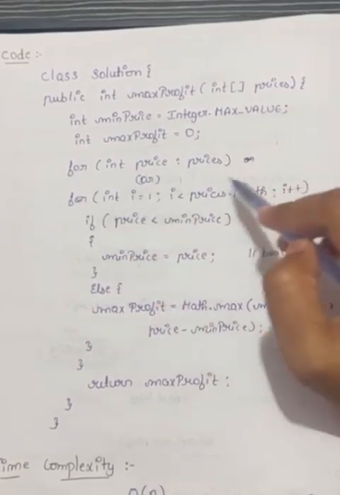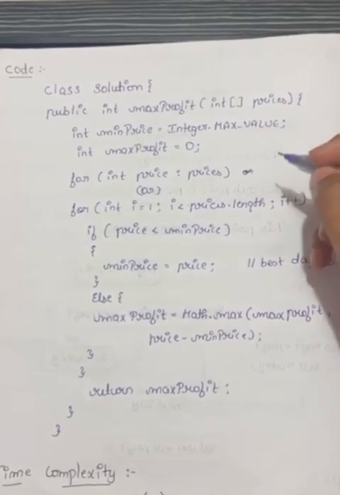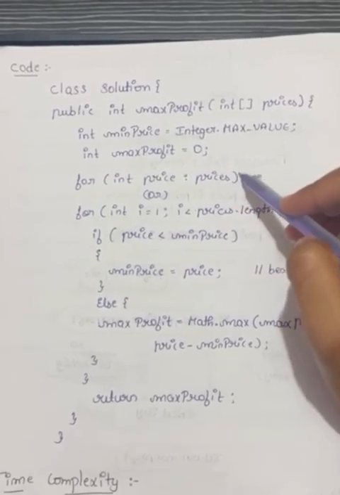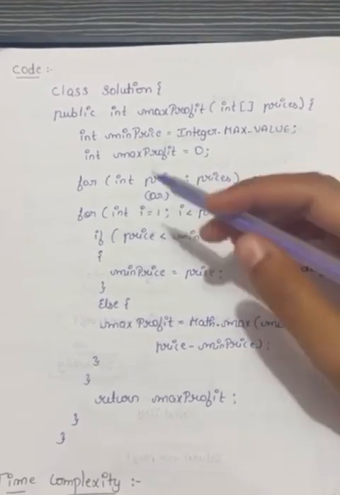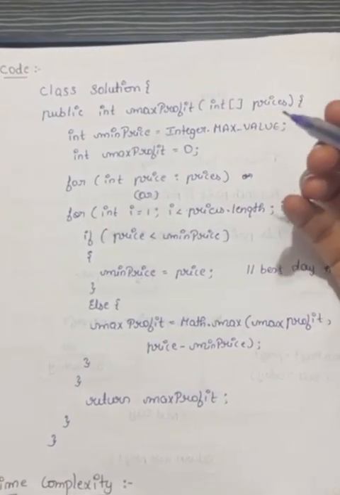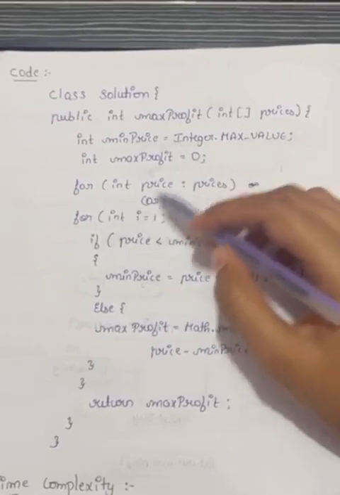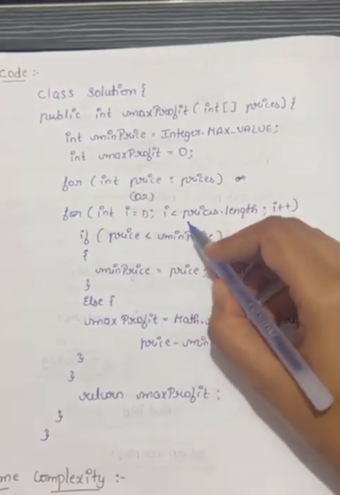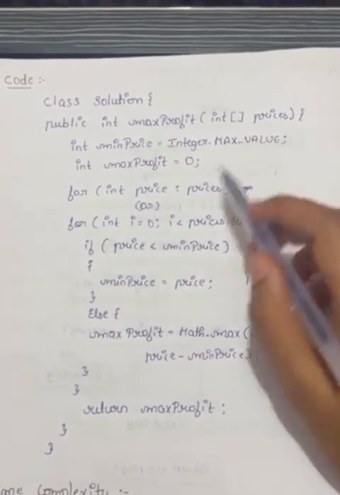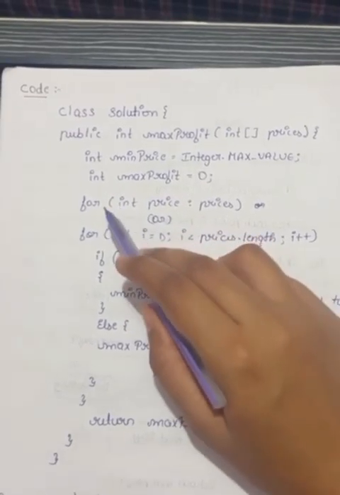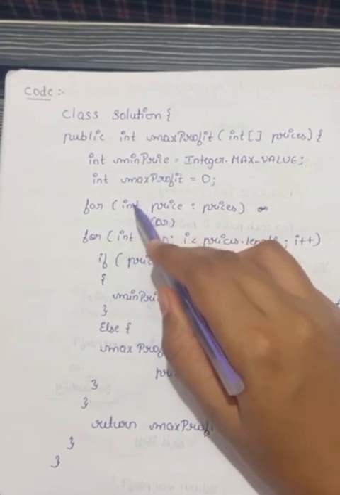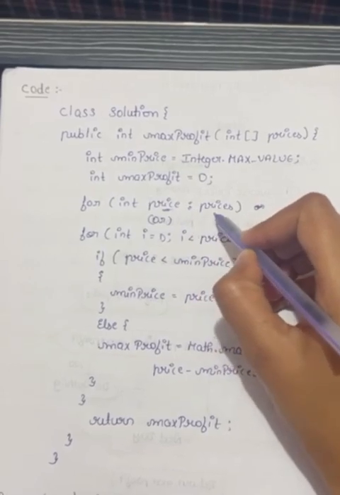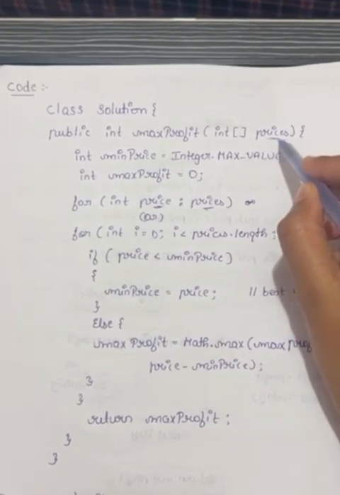Then I'll be using this for loop. I think you got the confusion about what for int price colon prices is. It is nothing but a for-each loop. This is used to iterate over arrays and collections. This can also be written in this format: for int i equal to 0, i less than prices.length, i plus plus. Here for is the keyword, int is the data type I am storing, price is my loop variable, and prices, after the colon, is the array name where I'm storing the values.